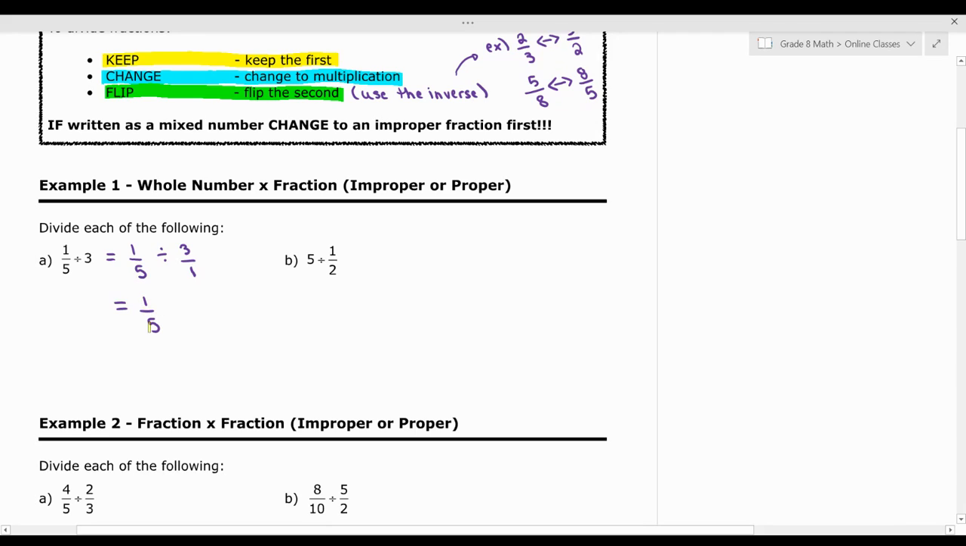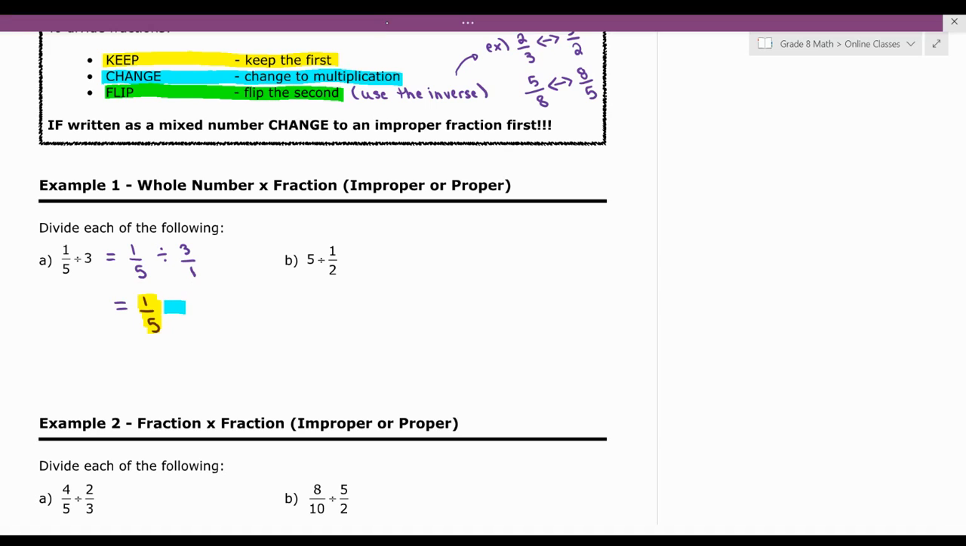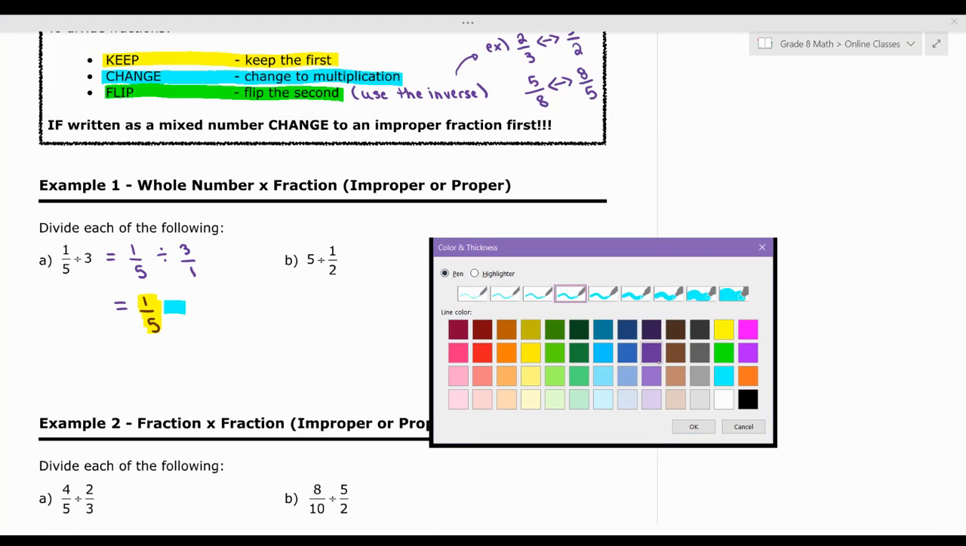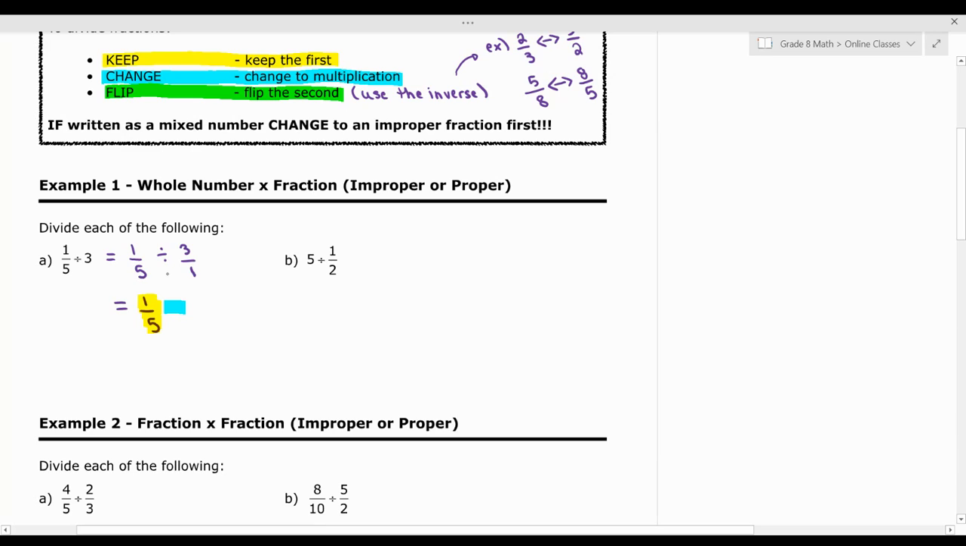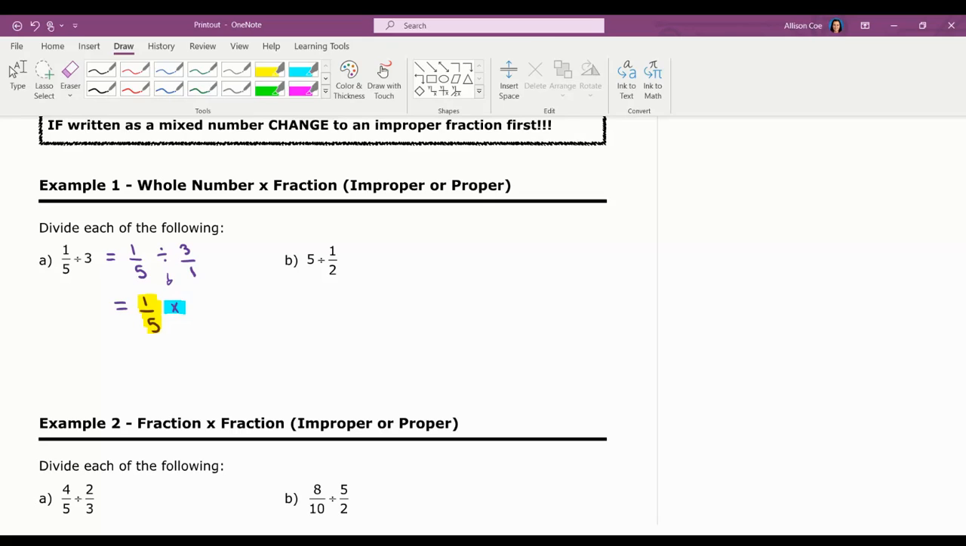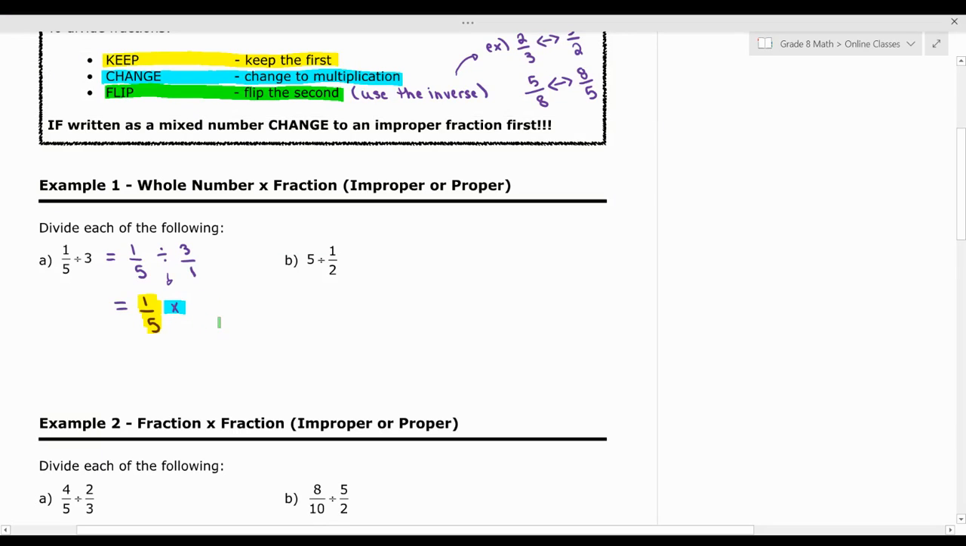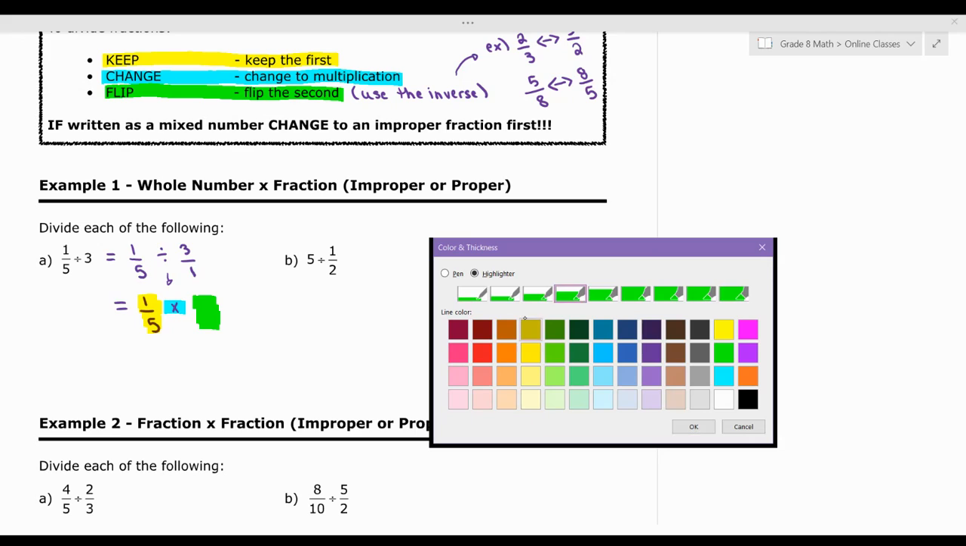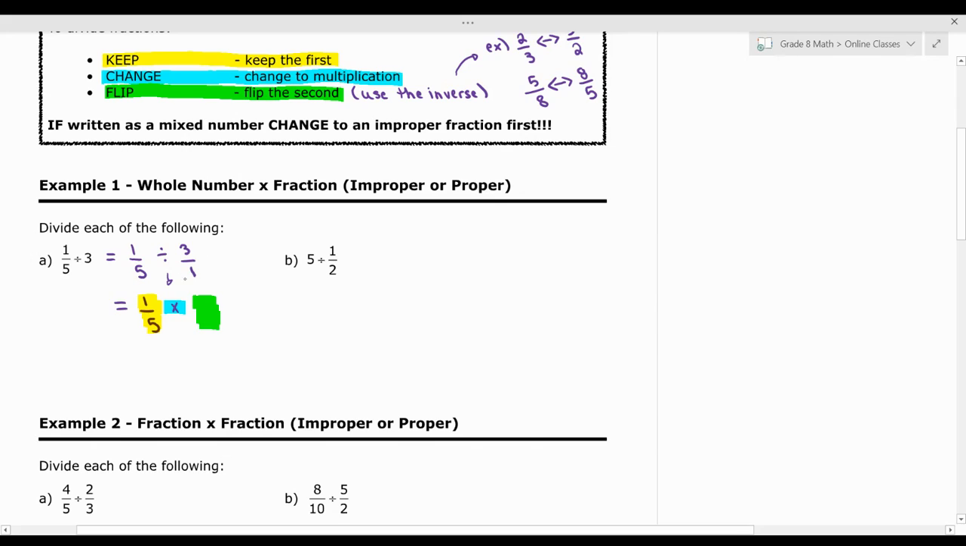Okay, so this was my keep part. Then it tells me to change to multiplication, so this symbol has to become a multiplication symbol. You can also use a dot if you want. And then the last part, I have to flip the second. If I look at the question, originally I had 3/1. I'm going to flip it. It's going to become 1/3.